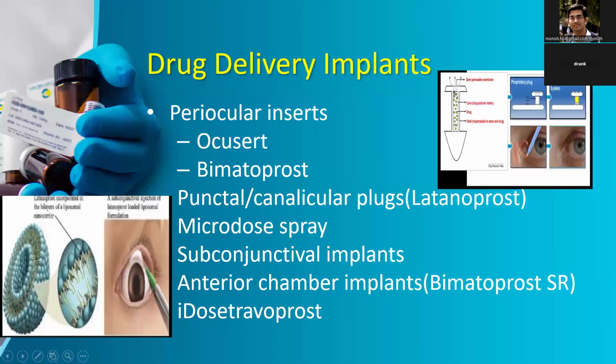There are new drug delivery implants also coming in the market, which can produce sustained release of drug. These include periocular inserts, canalicular plugs, sprays, subconjunctival implants, anterior chamber implants, and iDose travoprost. But they still have adherence problems and multiple issues such as safety, duration of IOP lowering, quality of life, and cost. Because of all of these reasons, they are still not used very commonly in glaucoma patients. They have high cost and their safety is still not demonstrated.